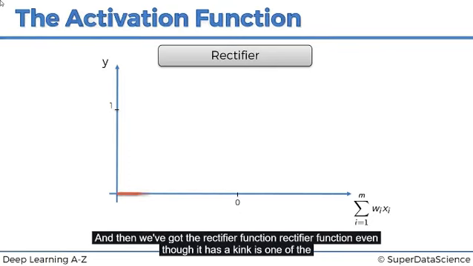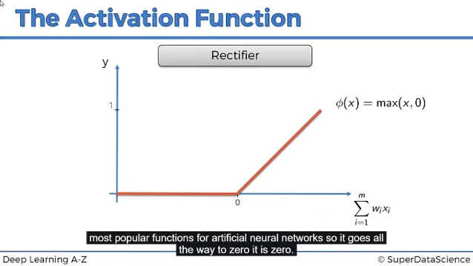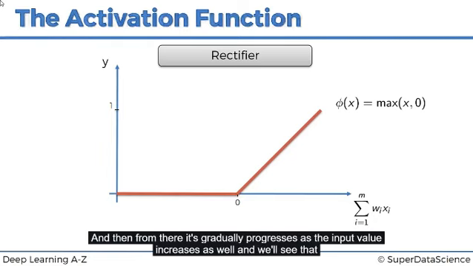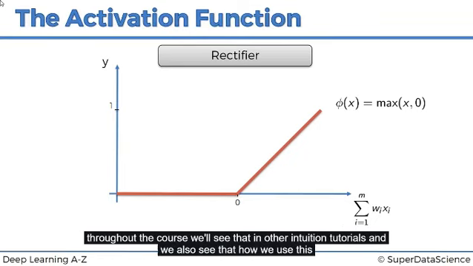And then we've got the rectifier function. The rectifier function, even though it has a kink, is one of the most popular functions for artificial neural networks. It goes all the way to 0, it is 0, and then from there it gradually progresses as the input value increases. We'll see that throughout the course, in other intuition tutorials, and we'll also see how we use this function in the practical side of the course. I will comment on this a bit more in a few slides from now. So just remember that the rectifier function is one of the most used functions in artificial neural networks.